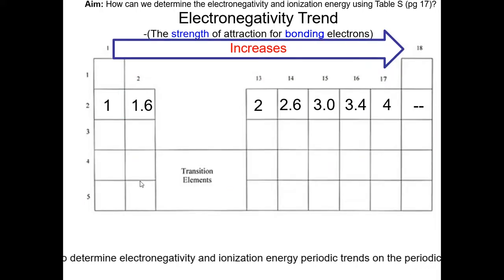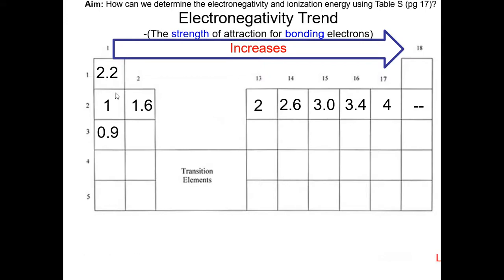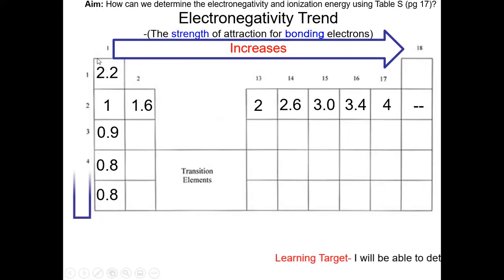Now I want you to look up the electronegativity values of each element in group 1 and figure out the trend. Once you've done it, resume this video. So for hydrogen, it is 2.2, lithium is 1, sodium is 0.9, potassium is 0.8, and rubidium is 0.8. So based off of this, what is the trend? It is increasing from bottom to top.